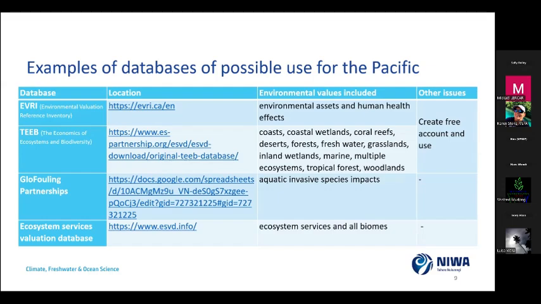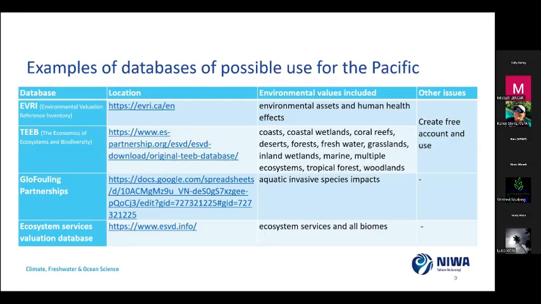So you can see on the slide in front of you, this first database, EVRI, the Environmental Valuation Reference Inventory, looks at the values of different environmental attributes, and particularly the values that they give us in terms of improving people's physical health, because that's really important. The TEEB, or the Economics of Ecosystems and Biodiversity, is also a global database. This is a huge database of the different estimates that people have made for, you can see here, wetlands and coral reefs and freshwater, tropical forests.